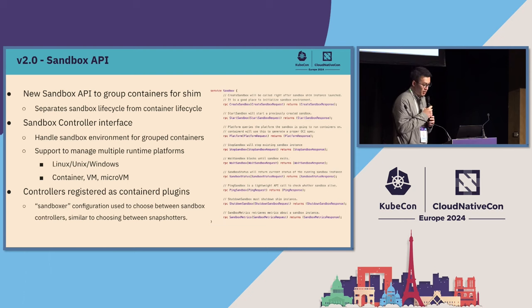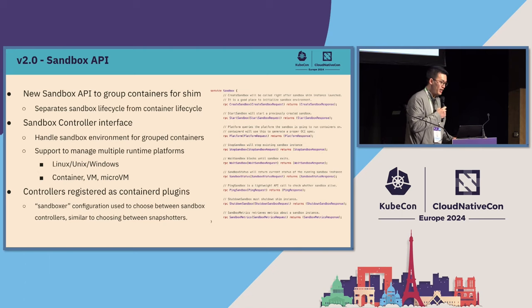Next is the Sandbox API. This API is used to group multiple containers in one sandbox environment, but traditionally this has been done by the shim process. If you look at the shim V2 implementation, you will see Containerd can connect to an existing running shim, so that Containerd can group multiple containers in one shim. But the shim process is used to handle the lifecycle of containers, so there's no difference between the containers.